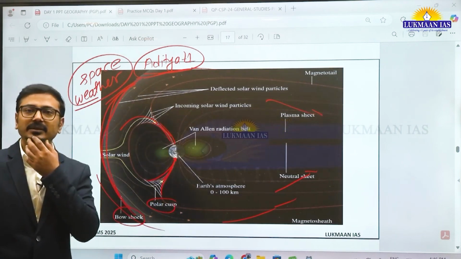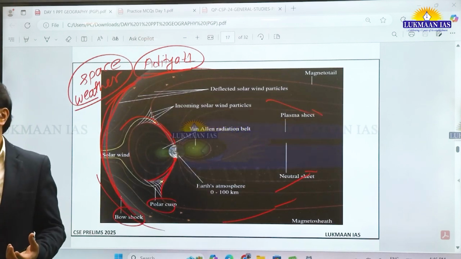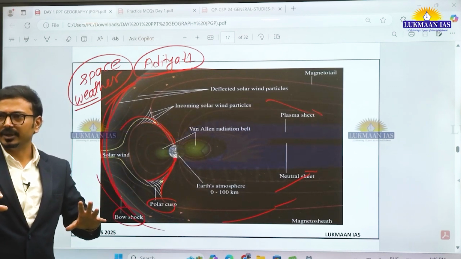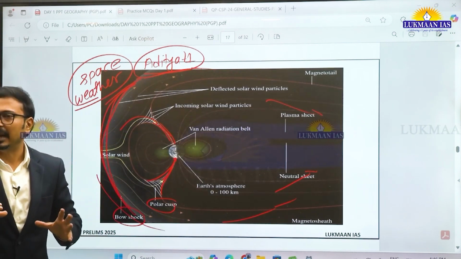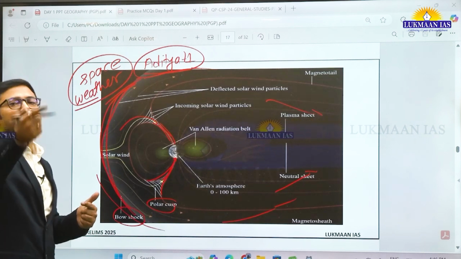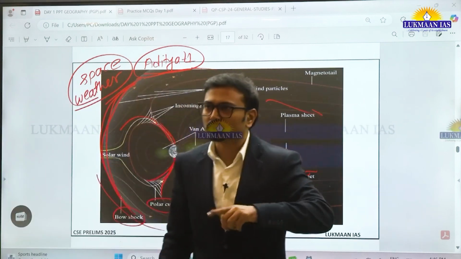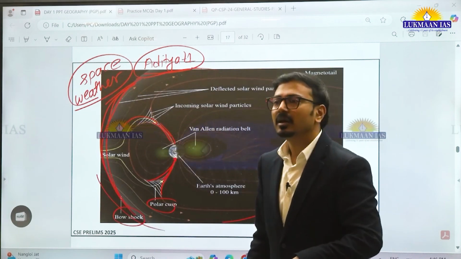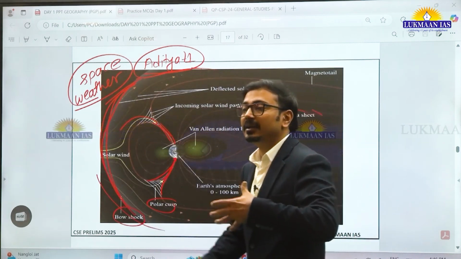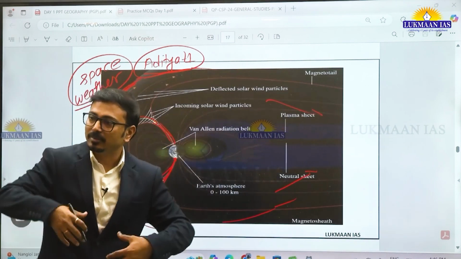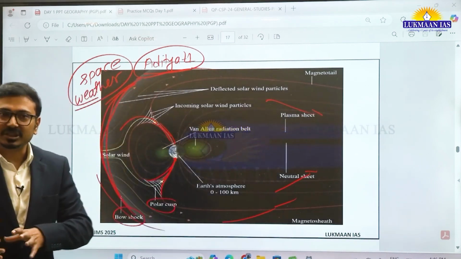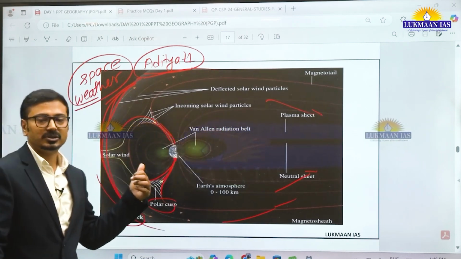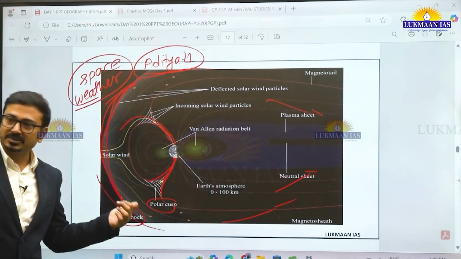Now, when there is very strong solar wind, the Earth's magnetic field is disturbed. Its shape is disturbed, and that is basically called a geomagnetic storm. When strong solar winds disturb Earth's magnetic field, that creates strong geomagnetic storms. A geomagnetic storm is related to the changes happening inside the Earth's magnetic field because of these charged particles. Now that is very harmful.